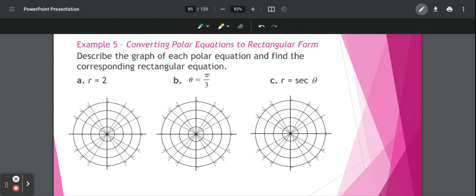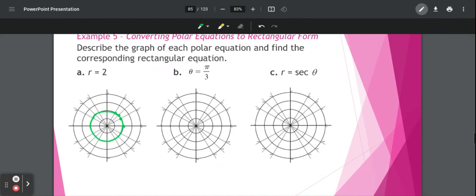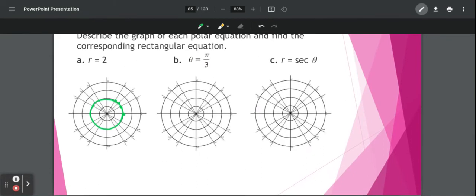So first, if we're graphing r equals 2, that means theta can be anything, but r has to be 2. So if you start thinking about, well, r is 2 here and here and here, and really it's anywhere on this second circle, r would be 2. So if r is 2, it's a circle. And remember, we know that r squared equals x squared plus y squared.